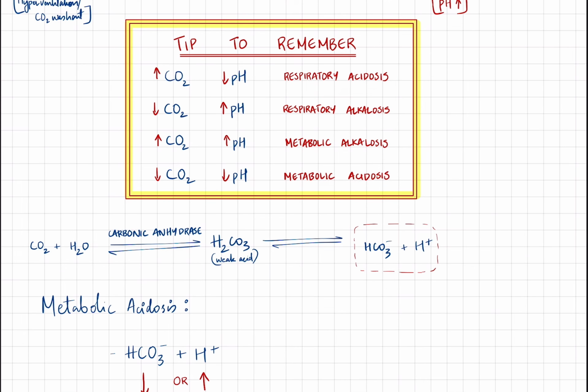Now how to remember easily? If the pH and the CO2 are in opposite direction, then it's a respiratory cause. So pH here is reduced and CO2 is increased, then it is a respiratory acidosis. If both pH and CO2 are reduced, then it's a metabolic acidosis. Same way, if pH is increased, then it is an alkalosis. Now how do we understand if it is respiratory or metabolic? We look into the CO2. So if they are in the opposite direction, then it is a respiratory alkalosis. If they're in the same direction, then it is a metabolic alkalosis.